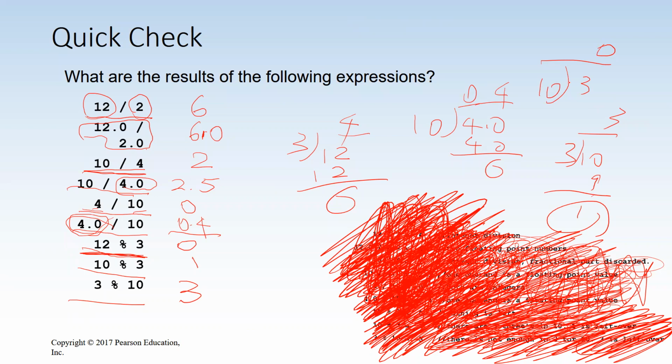0 is the quotient, 3 is the remainder. Okay, good, everybody. It seems just from your answers, you understand it.